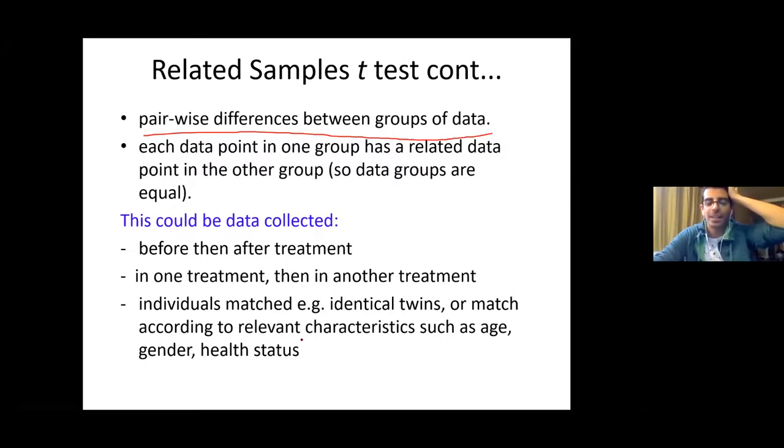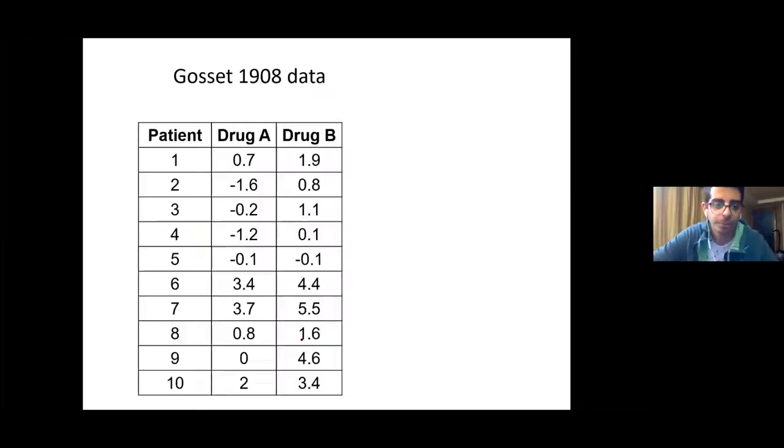And the reason they do this is because they have very similar traits, so it's unlikely that their differences cause the change between drug A and drug B. If there was any difference between drug A and drug B, it's likely because of the drugs, not because of them being different, because they're not different, they're identical twins.